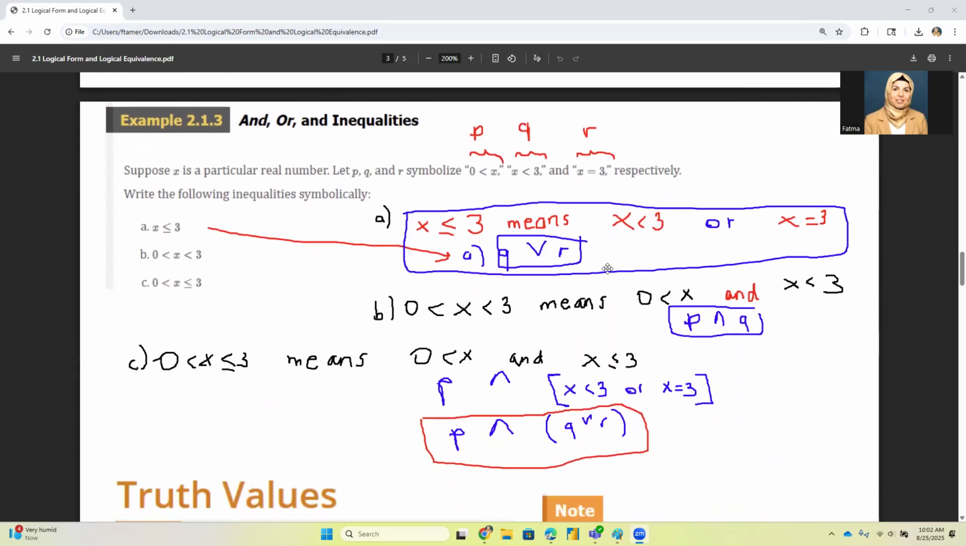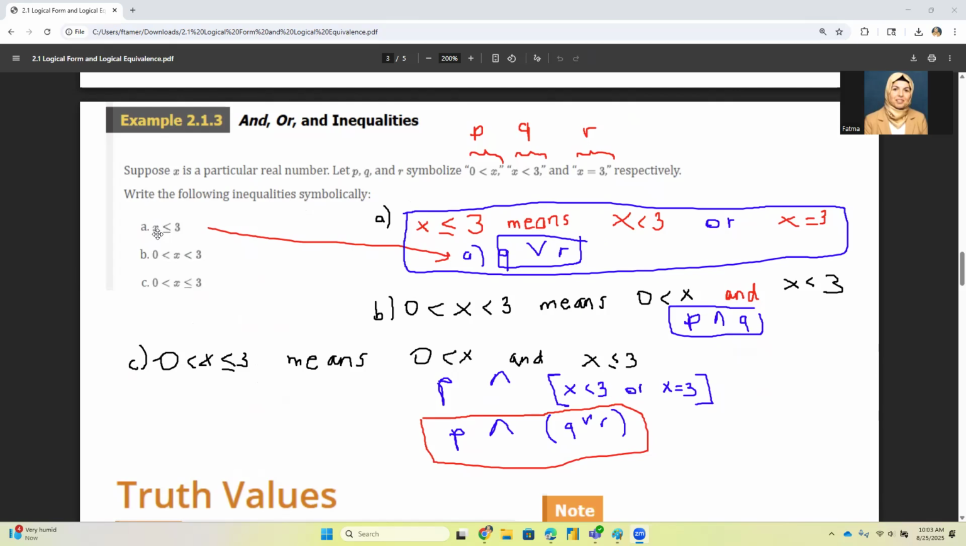So we're going to explain an example here. Here's the question. The question says that X is a particular real number. We have three statements, P, Q, and R. P is 0 is less than X, Q is X is less than 3, and R is X equals 3. So we have three problems here.